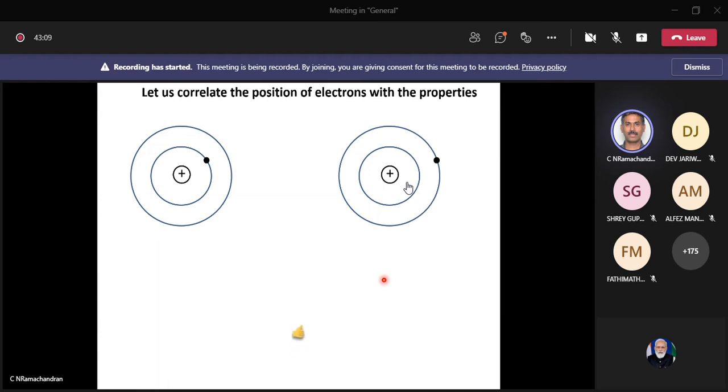Now you know that r is different for these two cases. For the first one, you are predicting the atom is in its excited state, right? By looking at that, you are predicting.